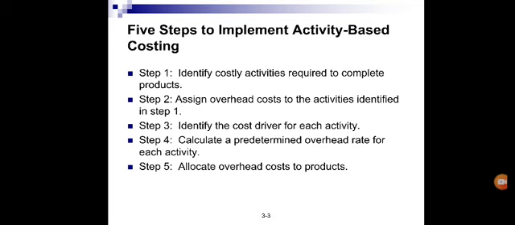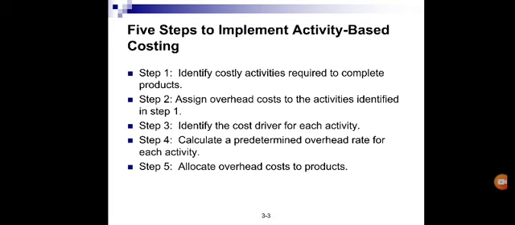So you have identified 3 activities, so you have to identify the cost driver for each activity. For example, if the activity is bottling, what do you think the factor that will cause the bottling cost to increase or decrease? It must be the number of bottles or the quantity of bottles.